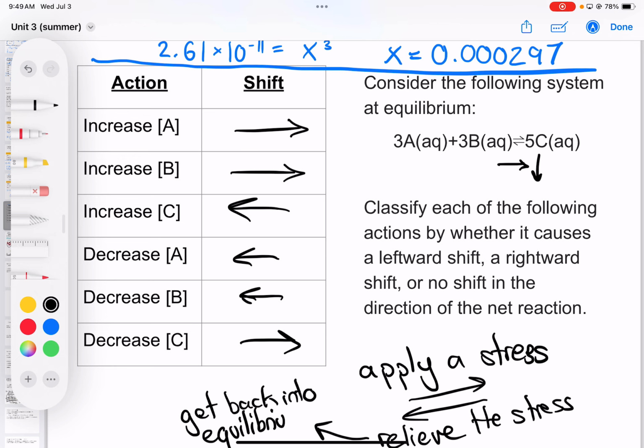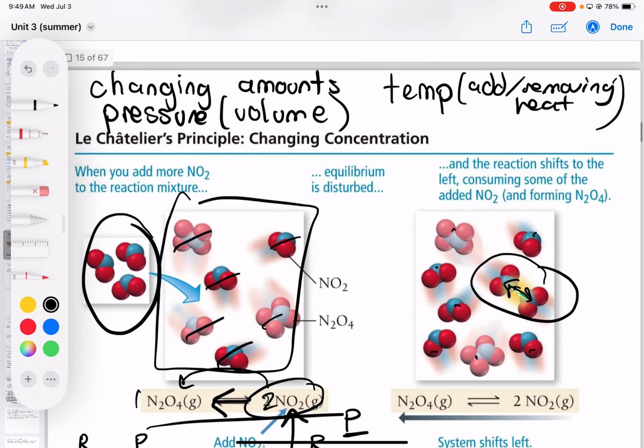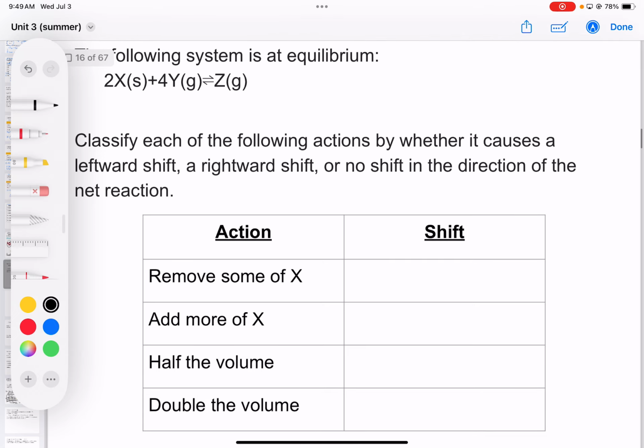Okay, so that's changes in concentration. All right, let's focus in mostly on these two here, but I'll let you guys predict the others when we get to it. Okay, so new reaction, 2X plus Y goes to Z.